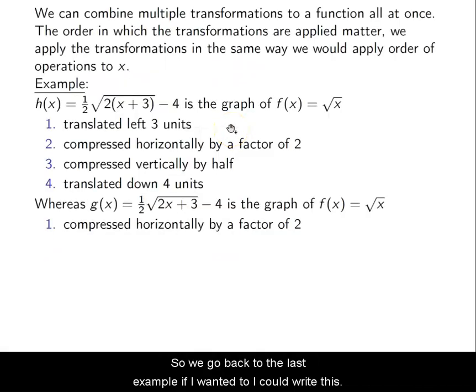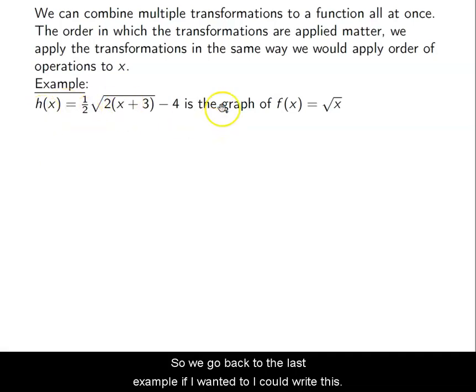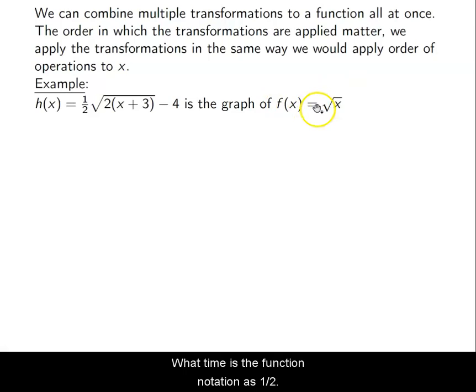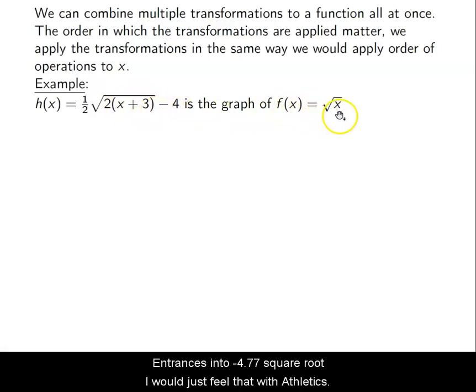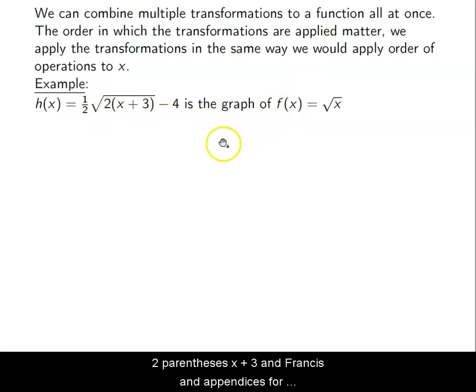So if we go back to this last example, okay, if I wanted to, I could write this in terms of function notation as 1/2 f of 2 times x plus 3 in parentheses and then minus 4, right? So instead of a square root, I would just fill that with f of x, right? So again, I would write 1/2 f of 2 parentheses x plus 3 in parentheses, and the parentheses for the function notation, minus 4, right?